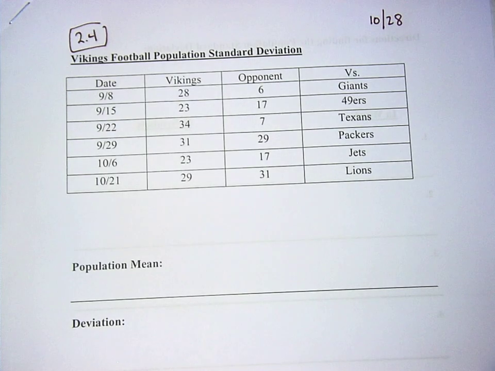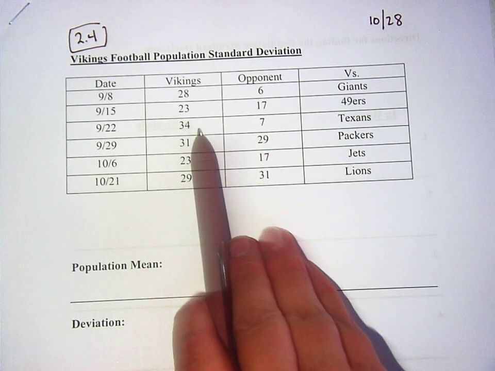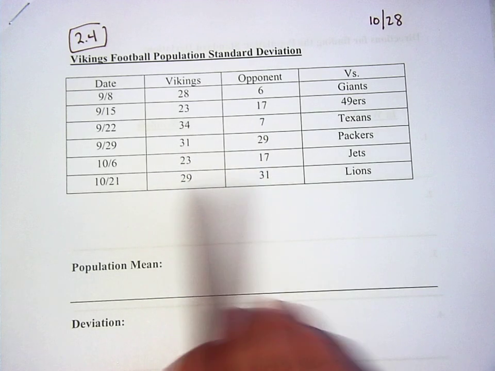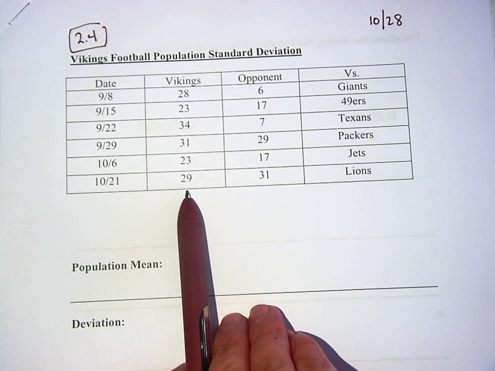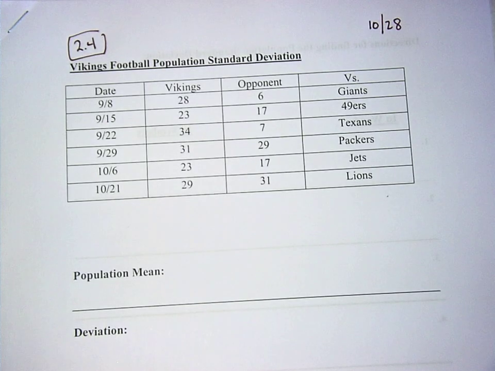Anyway, this is real data. The Vikings, this is their first 6 games. As you can see, they were pretty much killing it until 10/21, where they barely lost to the Lions. Okay, so today what we're going to do is we're going to figure out how to do population standard deviation and understand it. So I need you to grab a calculator if you don't already have one.